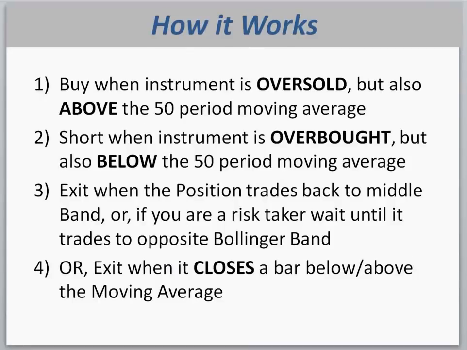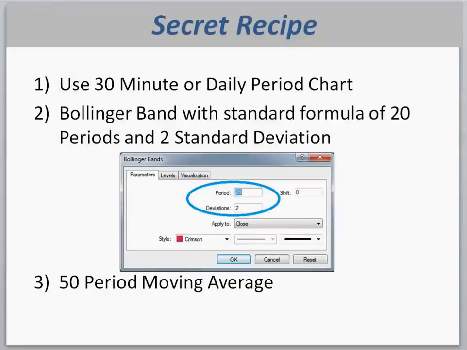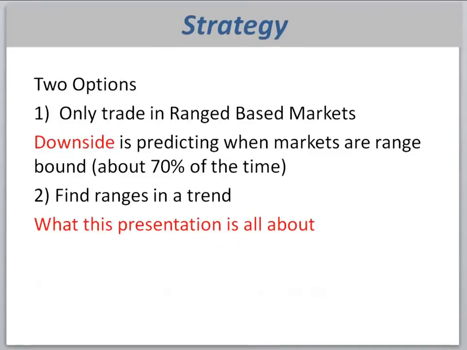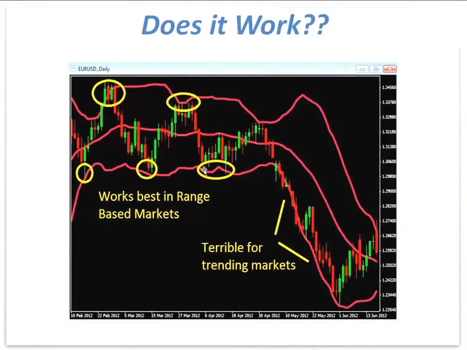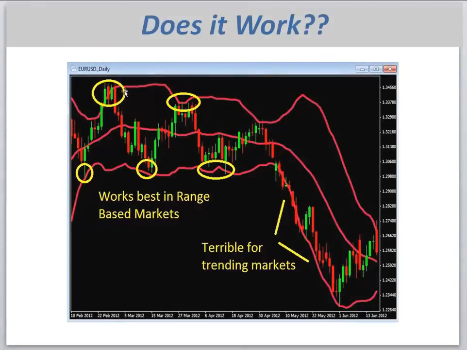Okay. So how it works, we're going to be buyers. I'm going to put out all the rules, and then we're going to look at a couple of charts. We're going to be buying when an instrument is oversold. We said before we're going to be buying. Let's go back to our charts here. We're going to be buying when our instruments are oversold, when they trade around the lower Bollinger Band, and we're going to be shorting and selling when they become overbought.